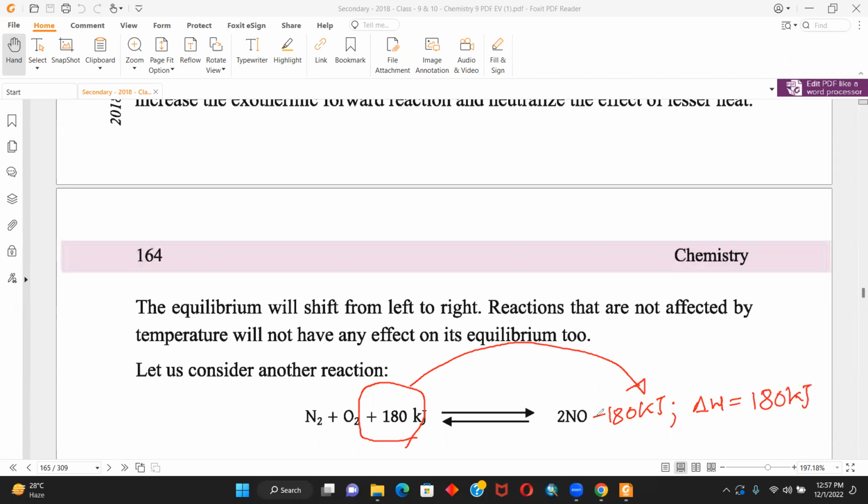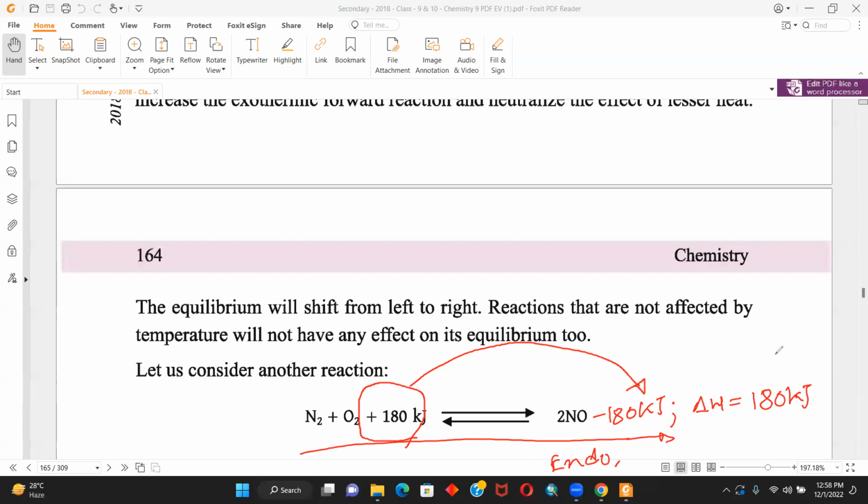Either way you think, in the forward reaction, I am thinking that 180 kilojoule will be absorbed in the system. That means it is an endothermic reaction. The forward reaction is an endothermic reaction. Again, if you think with the value of delta H, then also you will understand the forward reaction is endothermic, because in case of delta H being positive, it will be an endothermic reaction. Okay, is it clear?